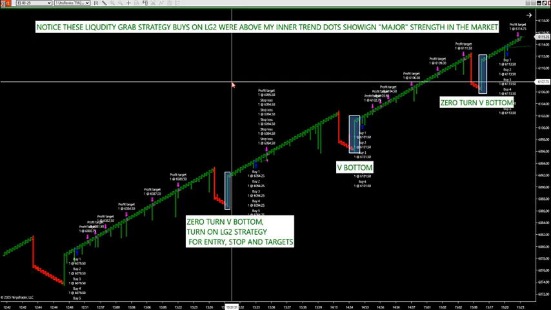Number one, you can use the automated software to fire you in after a qualified V bottom and V top with our dual trend filter. In other words, if I'm green, I'm trending up on my dual trend filter. If I'm red, I'm trending down. I want to short only with my dual trend filter. If it doesn't agree, if I'm green-red, do not trade the LG2 retracement strategy. You do not want to trade that.